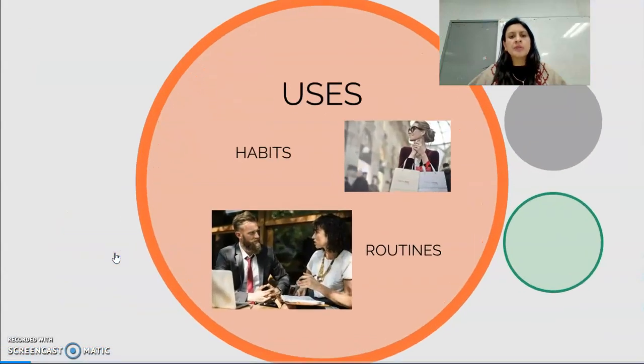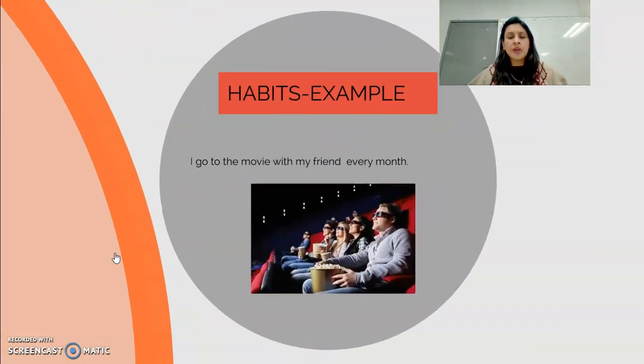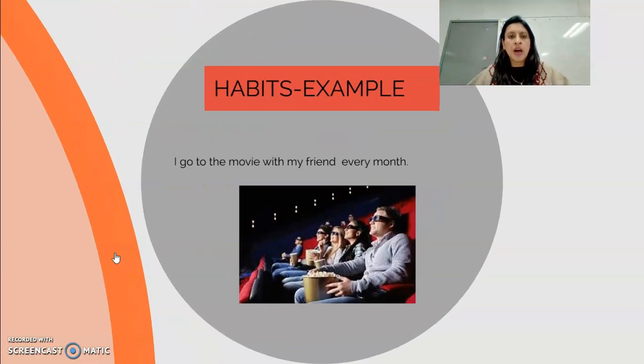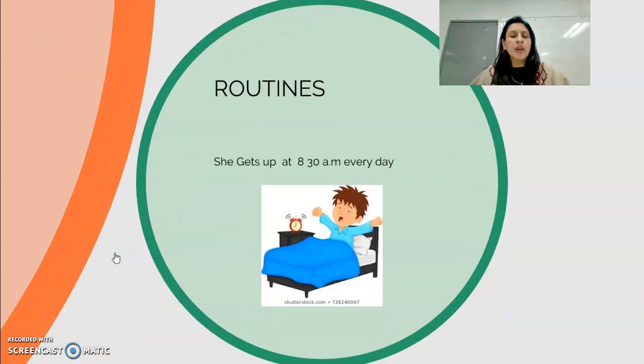The uses of the simple present. We use the simple present to talk about habits and routines. When we talk about habits, we have an example: I go to the movies with my friends every month. When we talk about routines, we give an example: She gets up at 8:30 a.m. every day.